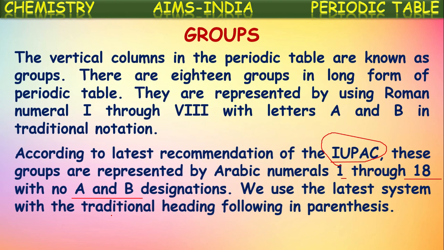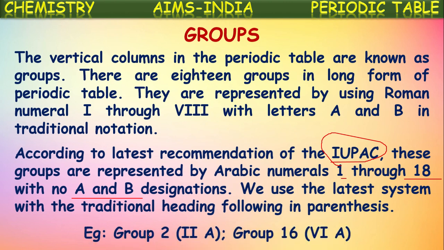So both are correct actually. Both are correct representations. But nowadays we are using the Arabic numerals, though sometimes we use Roman numerals along with the subgroups also. For example, group 2 means the second column in the modern periodic table. That is written as group 2, or it can also be represented as 2A group, second A group. If it is group 16, that means the 16th column in the modern periodic table. It is represented as group 16. It can also be represented using Roman numerals as 6A. Both are correct representations.